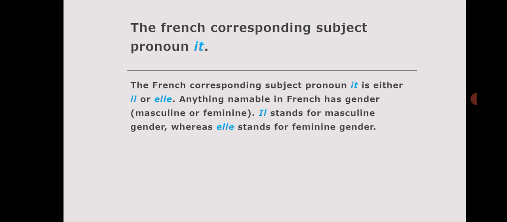Any noun that is preceded by the article le or un is masculine gender. Any noun that is preceded by the articles la or une is feminine gender. You will understand better when we begin to study the definite and indefinite articles. So it is very important to understand.